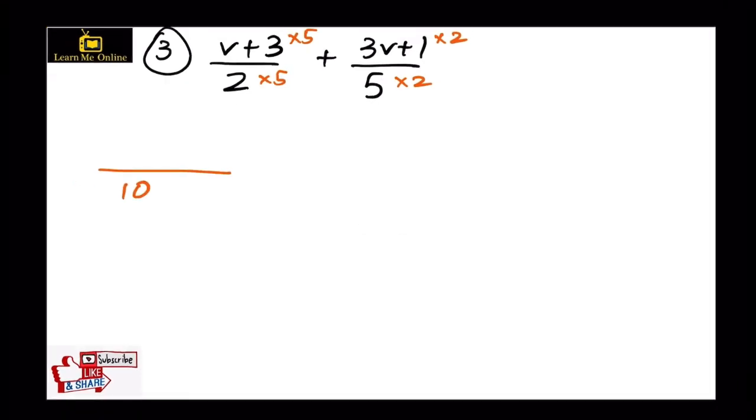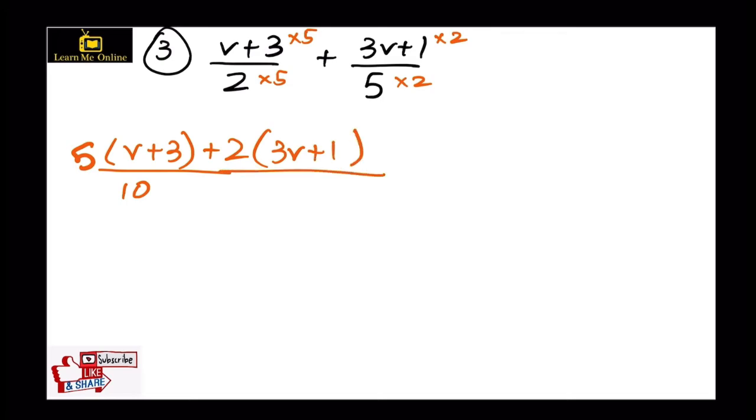This 5 we're going to multiply with both terms, whatever is written inside the bracket. So we write it down as 5 in a bracket, and then we have v plus 3, plus 2 times 3v plus 1. Remember, this 2 is going to multiply with the whole of 3v plus 1. And this 5 is not going to multiply with just one term, but with both the terms.